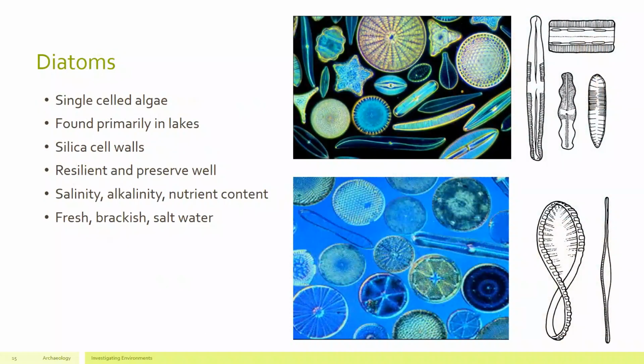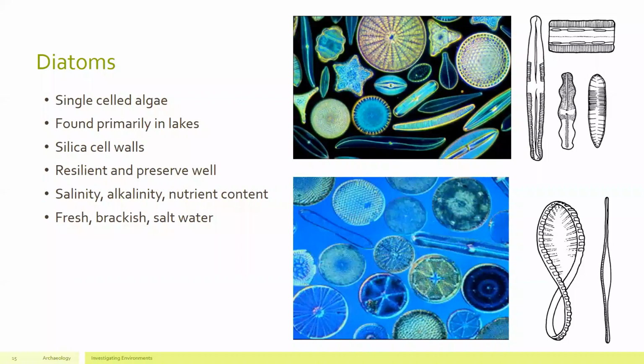Diatoms are another useful proxy or direct indicator of different species. These are single-celled algae. They're found primarily in lacustrine environments, often in ponds where the wave action is low. You might find them in brackish waters, but different kinds of diatoms and species live in different environments. So their silica cell walls are also resilient and they preserve quite well.